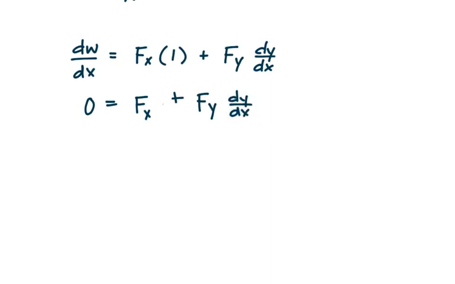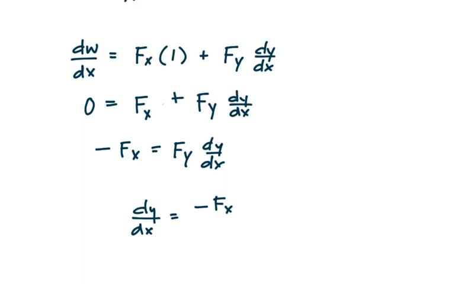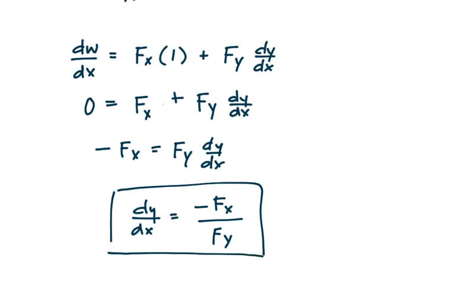And the answer is sure. I would have negative f sub x equals f sub y dy dx, or rather dy dx is negative the partial of that function with respect to x divided by the partial of the function with respect to y. So this is a new way to think about implicit differentiation. It's a shortcut rule.